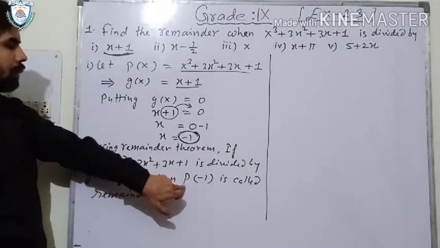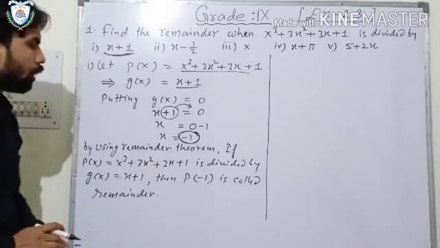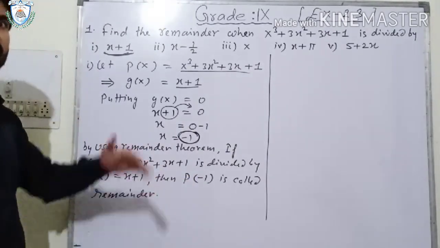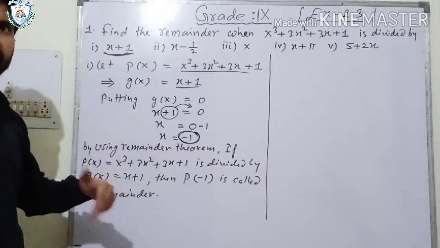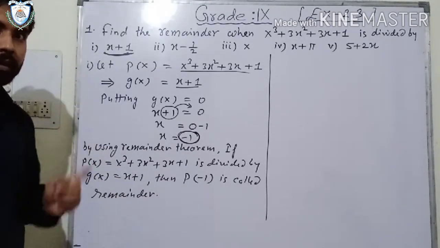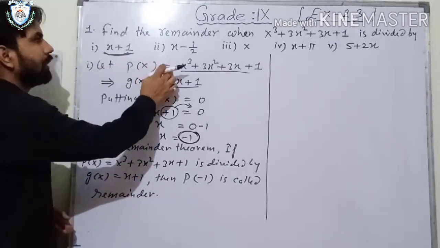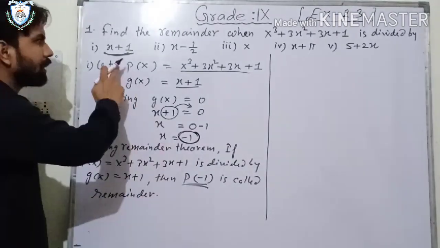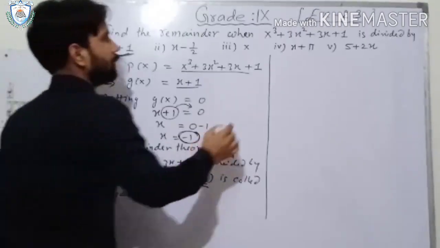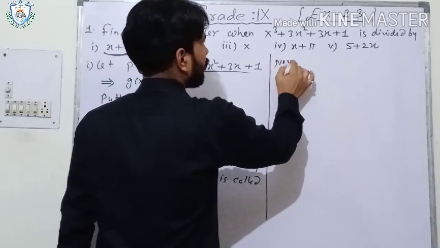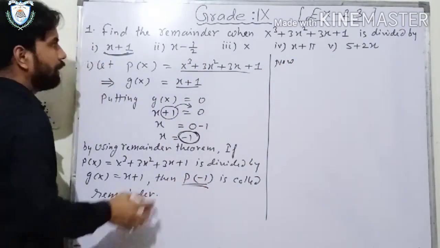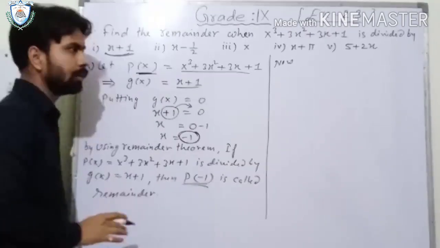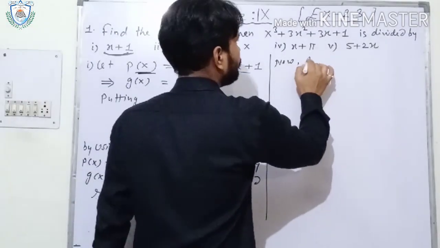Now we have to find p of minus 1. So how can we find p of minus 1? This type of sum we have already solved in the previous exercise. I have already explained it in the previous video. Have you remembered? P of x is given, then find p of minus 1. Simple. So by that method we can find p of minus 1. We will substitute x equals minus 1 in p of x. Clear?